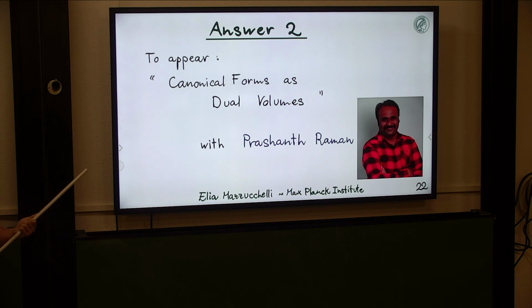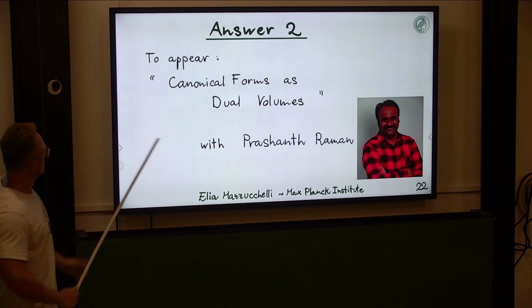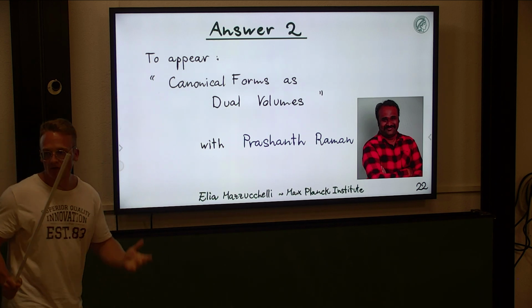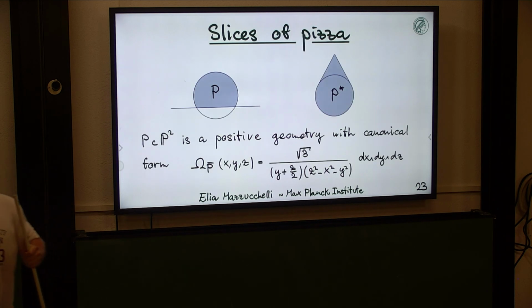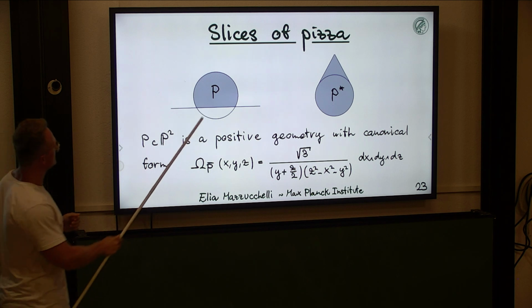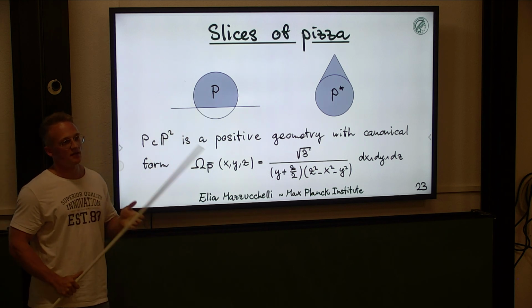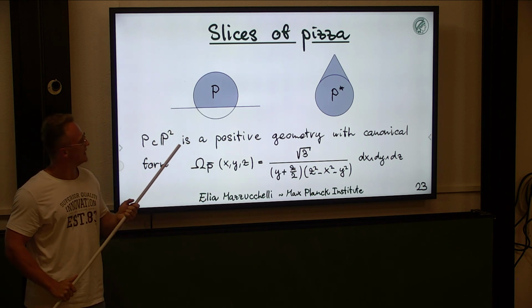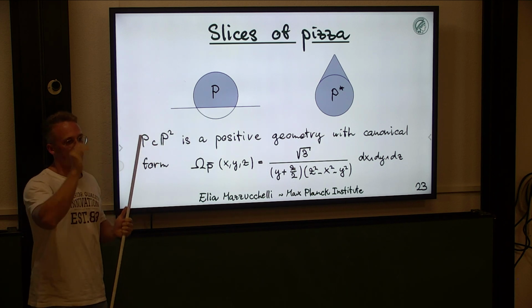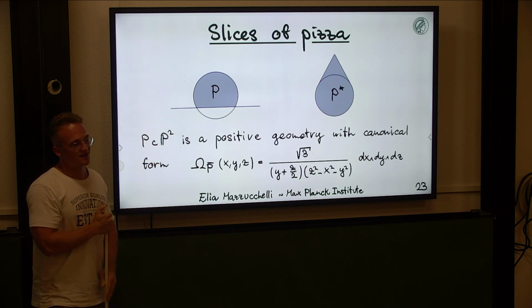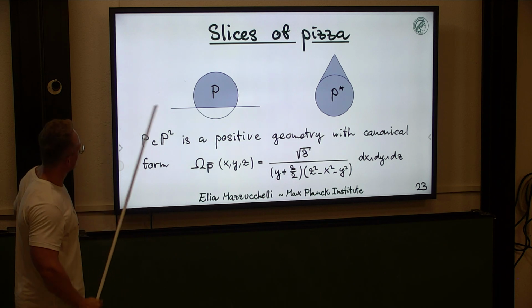We're working on some simpler cases, so not really the amplituhedron, but we're considering non-linear positive geometry. This will also appear more or less soon, hopefully. Canonical forms as dual volumes. The idea was to work out concrete examples like the pizza slice, which we learned before today is actually an amplituhedron where you send the number of particles n to infinity. So it's still related to the amplituhedron somehow.